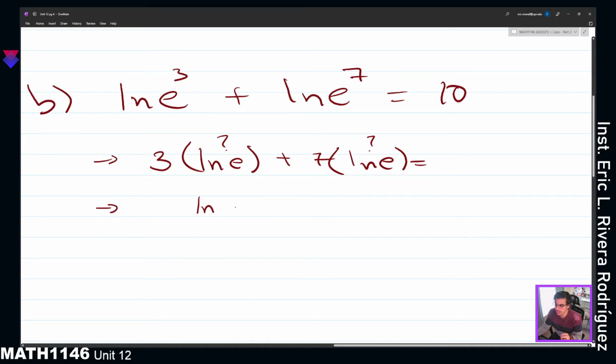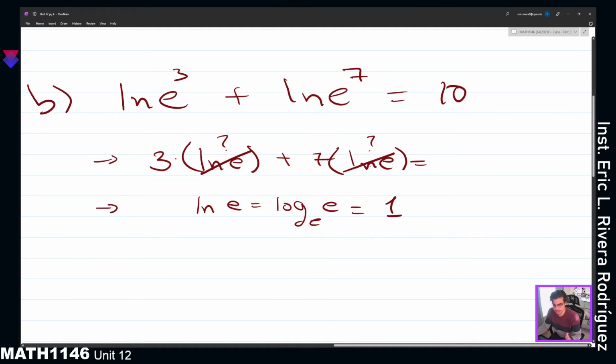Okay. Ln of e, remember, is log base e of e. What happens when the base and the argument are the same? What is the value when the argument and the base are equal? Cancel, because the value is just 1. Because we are in a multiplication, we are just going to cancel them, because 3 times 1 is just 3.